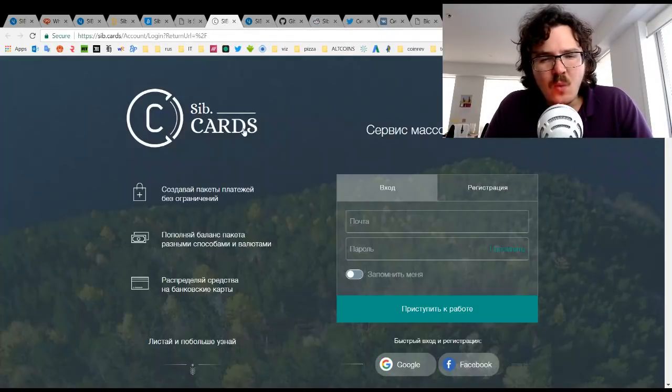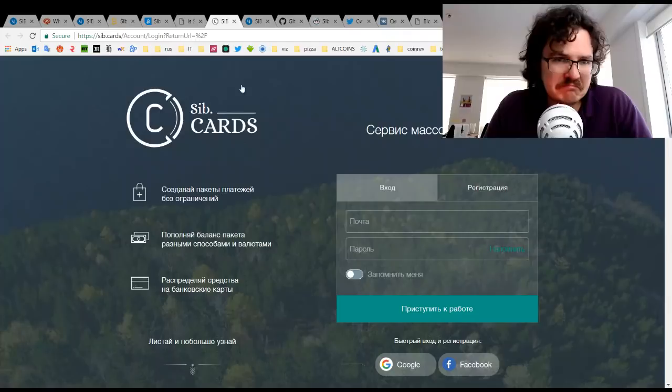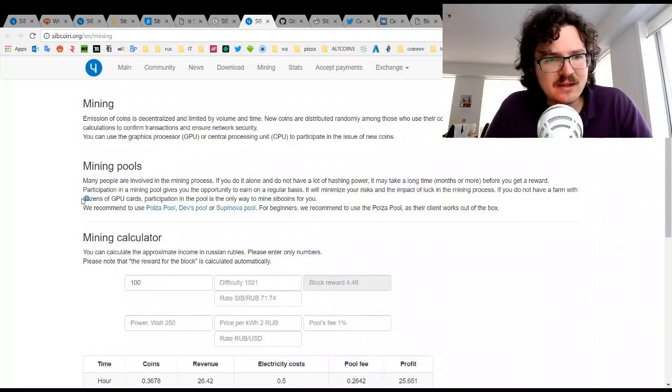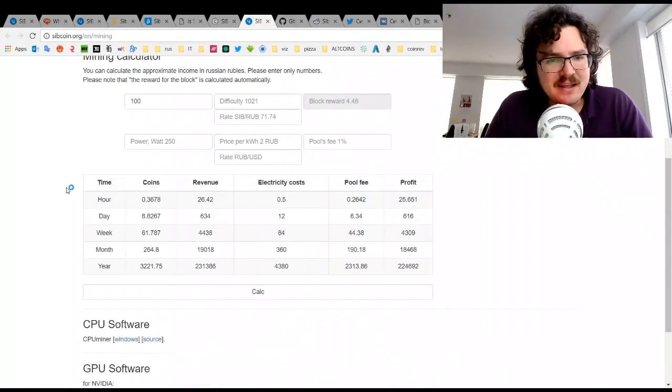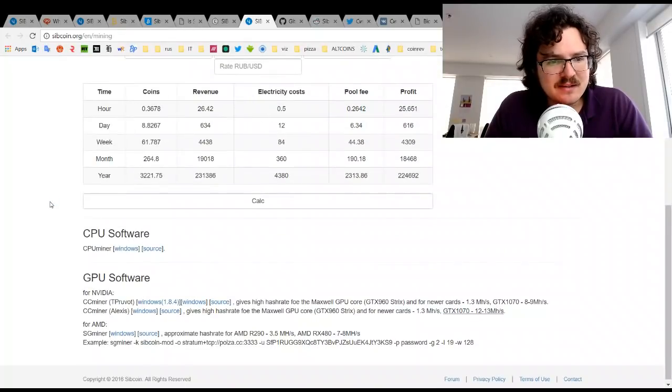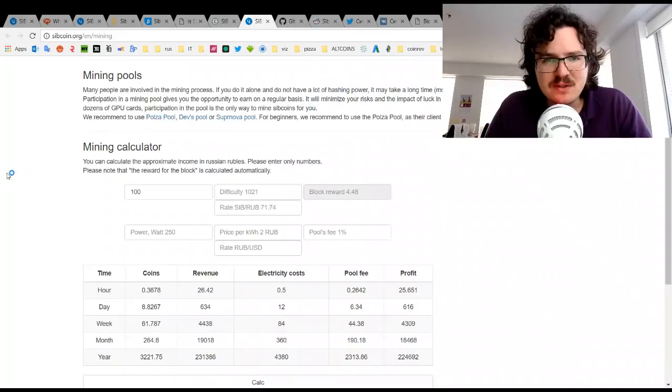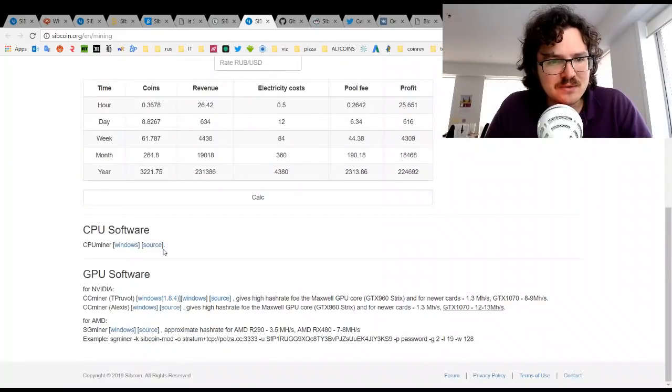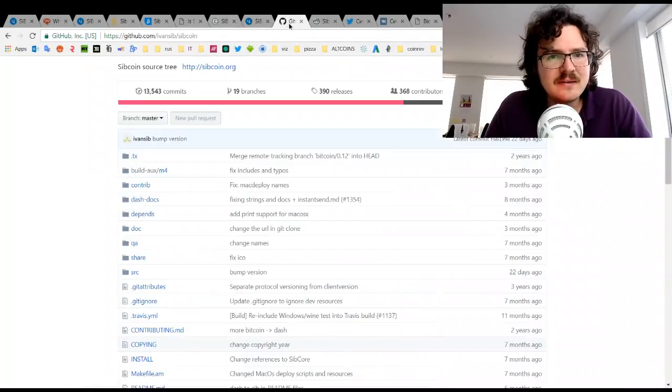They've got a new web wallet service. It's useful, adds value to the whole thing. Here's some information on mining. If you are interested in getting into mining Sibcoin, you can come over here and check out all the relevant stuff that you do need to do that. Of course, again, you can mine it with your CPU if you want. And maybe I'll even play around with that later.